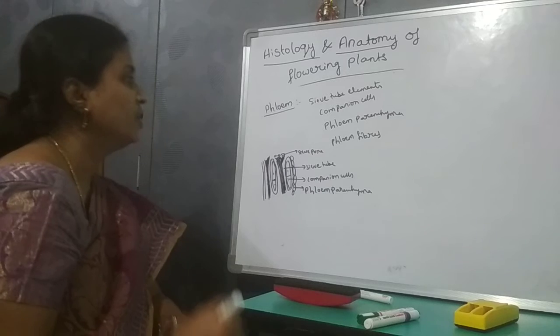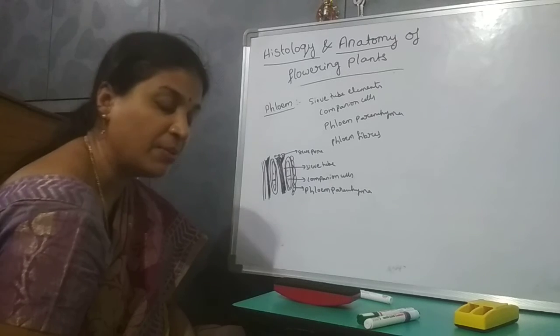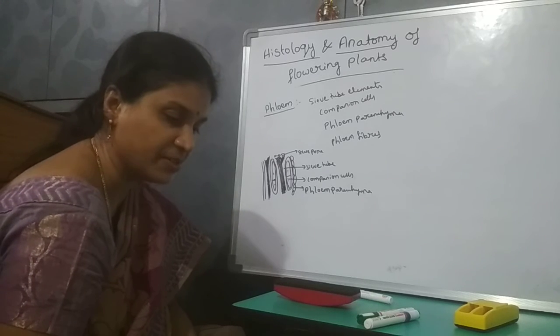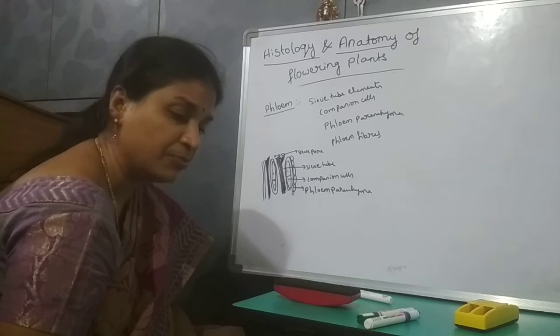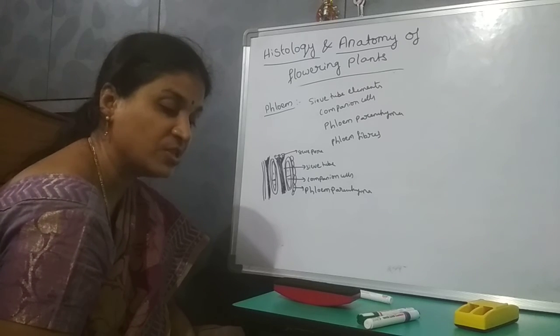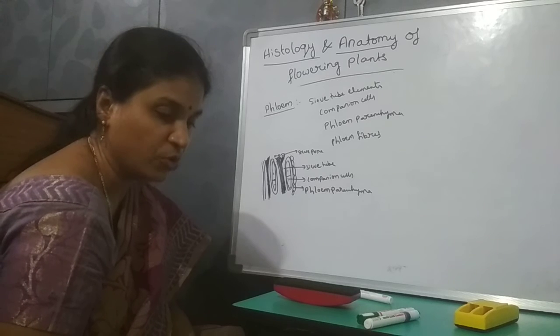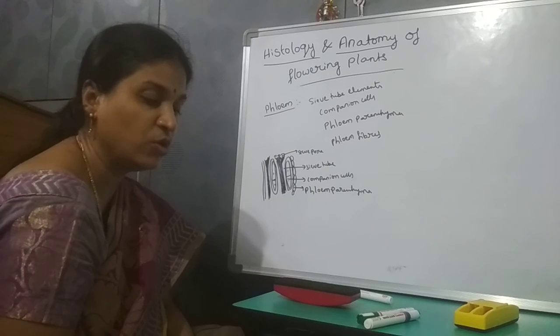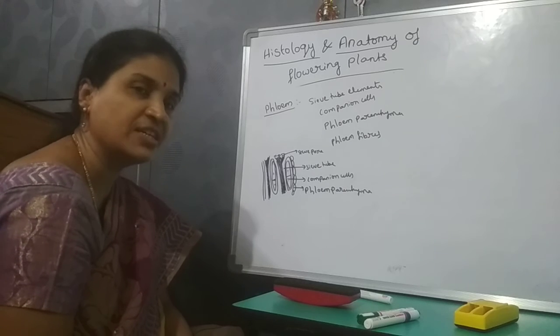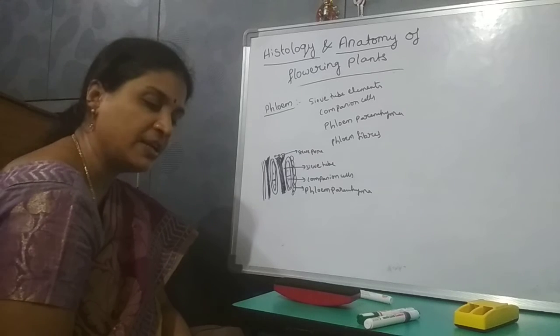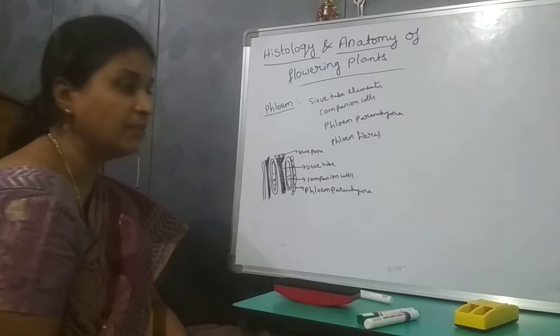Here also protophloem and metaphloem are present. The primary phloem consists of the narrow sieve tubes and is referred to as protophloem, and the later formed phloem has bigger sieve tubes and is referred to as metaphloem.